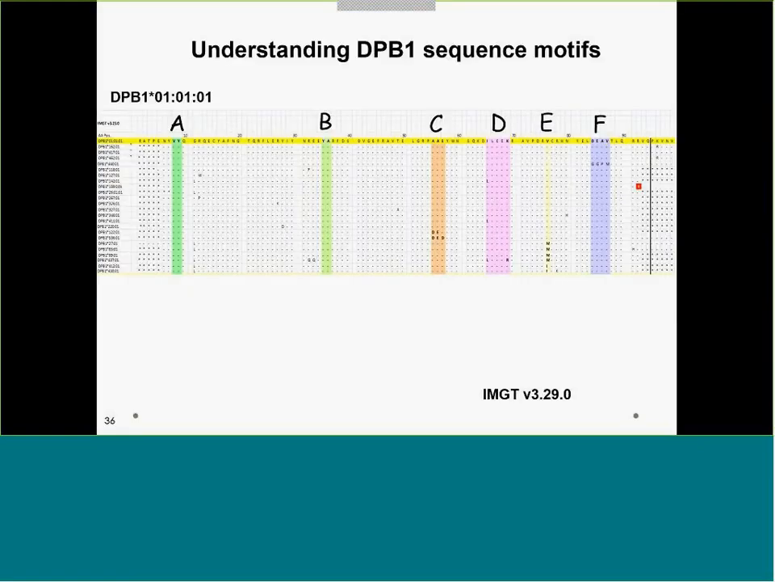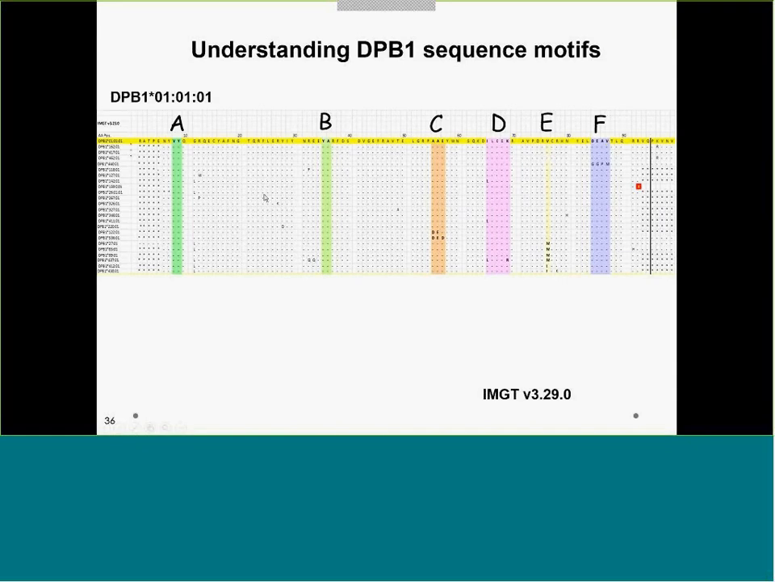In order to do that, one of the tools I use, and this is a little lesson in understanding the DPB1 sequence motif, is this: I've put a list of alleles on the left-hand side here. You don't have to see them. I don't need you to remember the alleles. Just the colors are the most important thing here. And highlighted in yellow up at the top is DPB1*01:01, which is used as a consensus sequence for DPB.